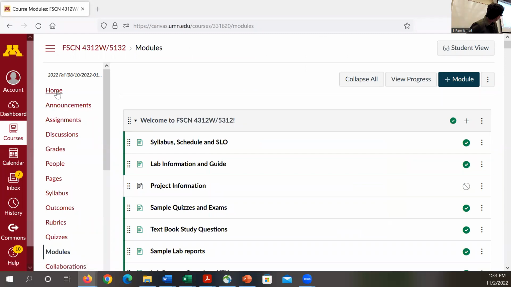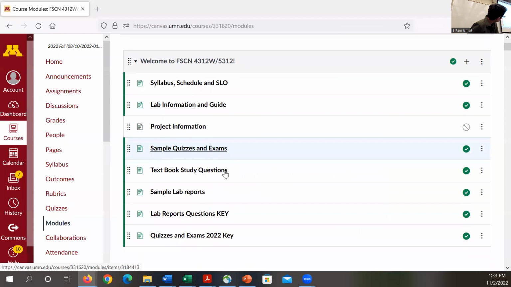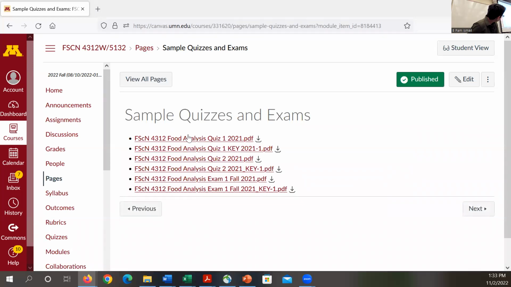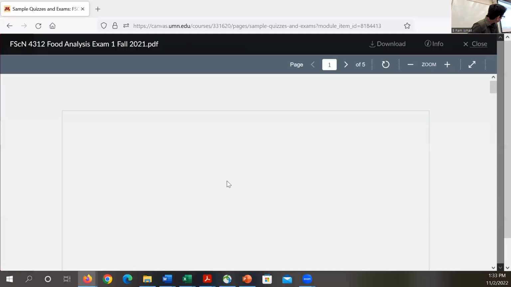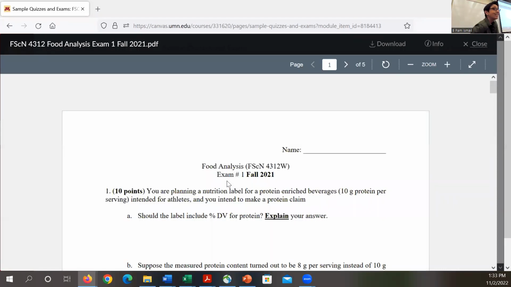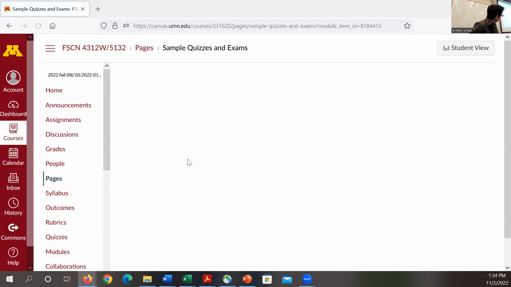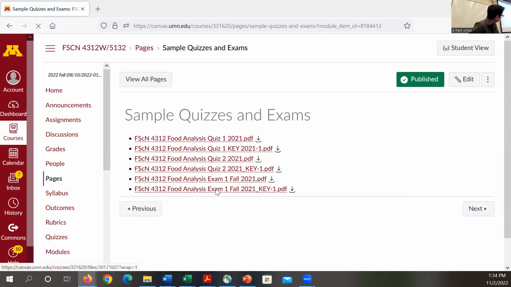So if you go to the top part of Canvas, you're going to see sample quizzes and exams. There is a sample exam from last year. Please study and solve this exam. It's not going to be the same questions, that's for sure. But if you study and solve this exam, and then go back to the key, don't look at the key first, look at the key last, then you will be able to see if you're ready for the exam. It's going to be the same format, short questions.